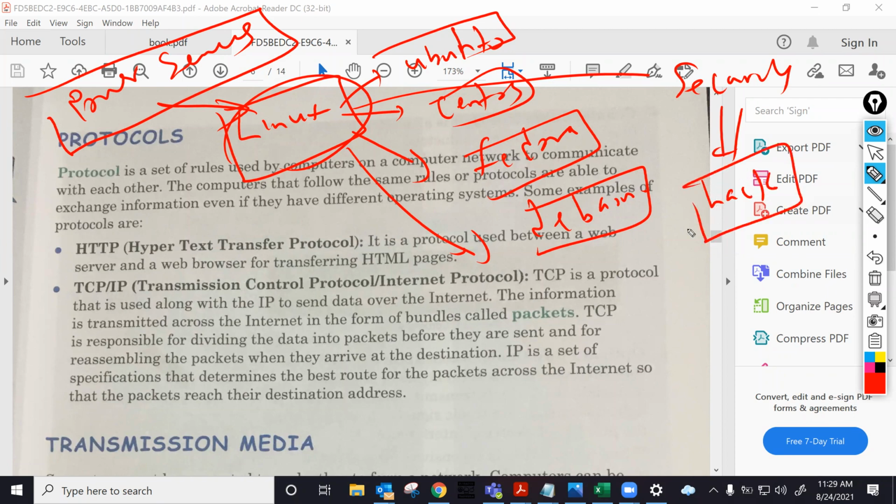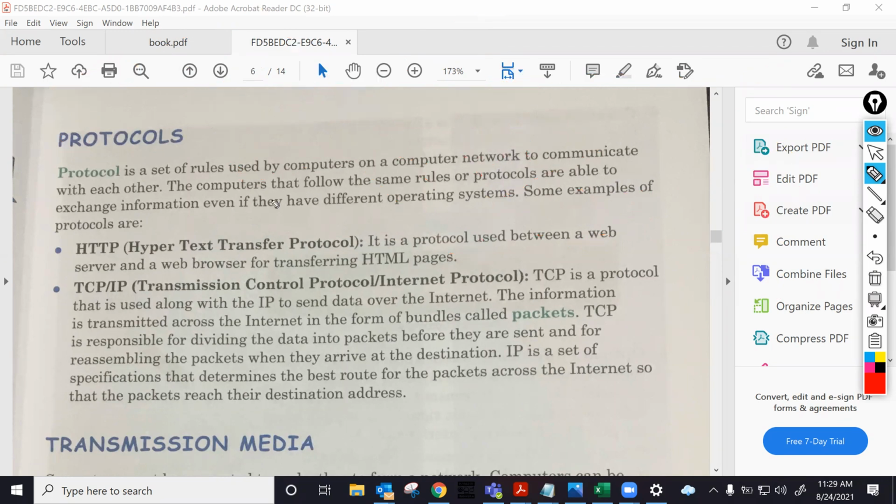Windows computers can be hacked very easily. But can Linux communicate with Windows? Yes, Linux can communicate. That's what I am saying. The computers that follow the same rules and protocols are able to exchange information even if they have different operating systems. That's what I want to teach, and that's why I came up with Linux.